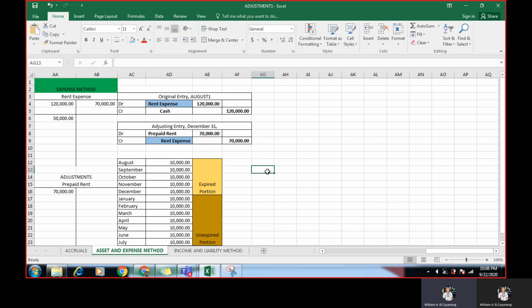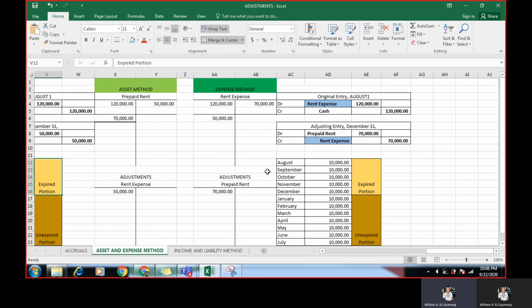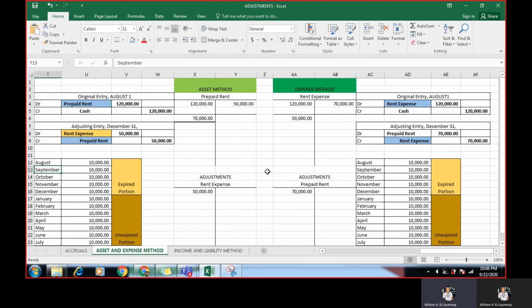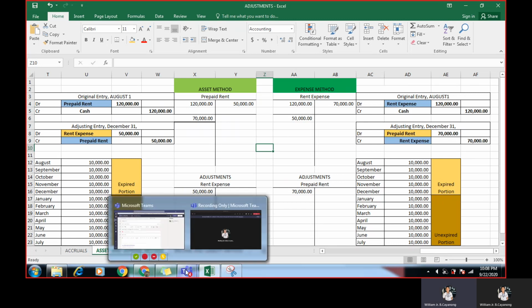There you have it. Now, if we're going to compare the two methods, ayan, using the asset method, we are just using asset, or we record it as an asset, while here we record it as an expense. Now, pagdating naman sa adjusting entry, we recognize rent, or we recognize expense, while here we recognize an asset. Okay? See the difference? And so, there you have it, the asset and expense method.